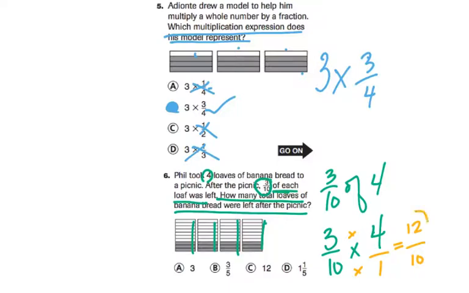But guess what? I need to simplify this. So I can take my 12/10 and divide it by 2/2, and I will get 6/5. Now with 6/5, can I pull out any wholes? Yep, 1 and 1/5. And thankfully, that is an answer choice. Excellent. Let's move on to the next problem.